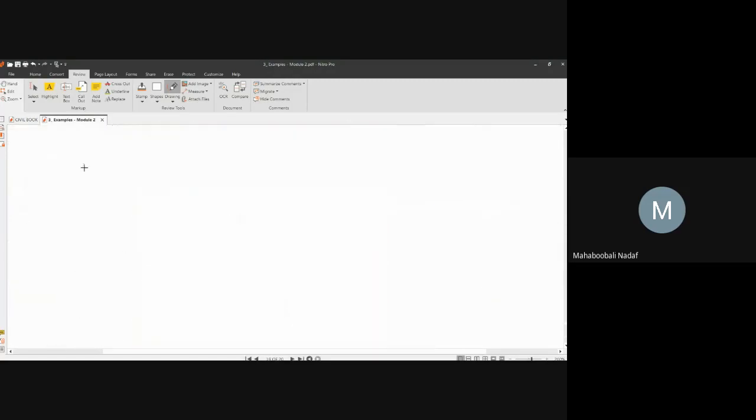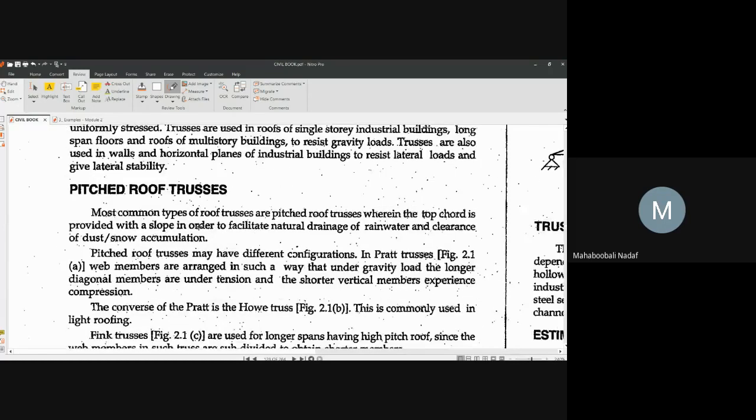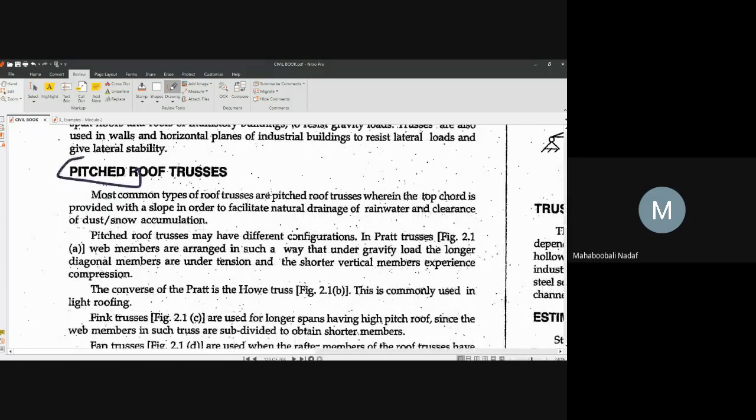We will go to this one. Now what are you seeing on the screen? Estimate of steel truss, sir. That's very good. Now we are going to solve this example. So here some basic points are given. Trusses are triangular members, which we have discussed now.